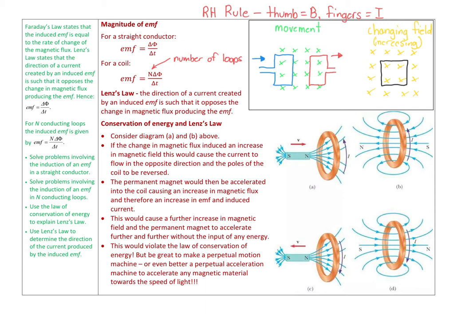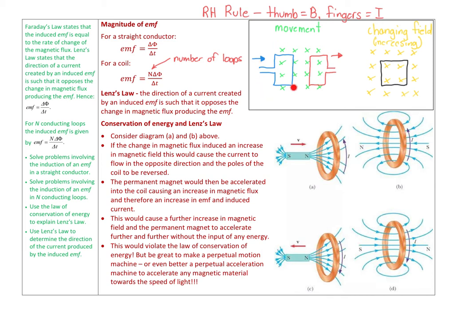Where we want to work out the direction, we use Lenz's law. So Lenz's law says the direction of a current created by an induced EMF is such that it opposes the change in magnetic flux producing the EMF. So if you're like me, that statement's a little bit confusing and you've got to think about it a little bit. So let's firstly look at these diagrams here.